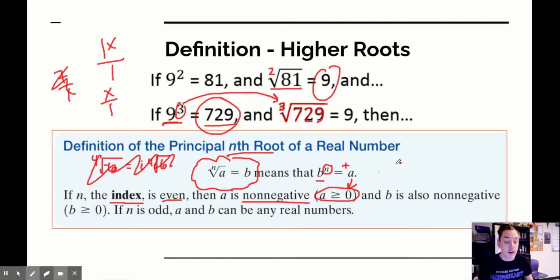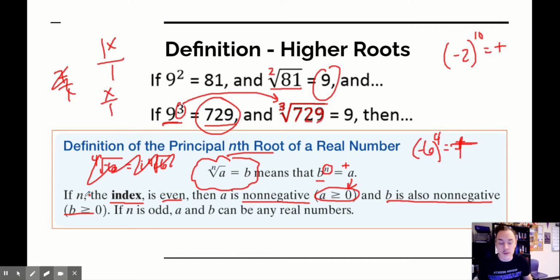But this is very important, okay? Because even if I take -6 to the fourth power, even if I put that in parentheses and it's negative, it always has to come out as a positive. If I take -2 to the 10th power, it always has to come out to be a positive. Okay, so that's what it's saying here. Now, b is also non-negative, which we already said. B, this number right here, is also non-negative.